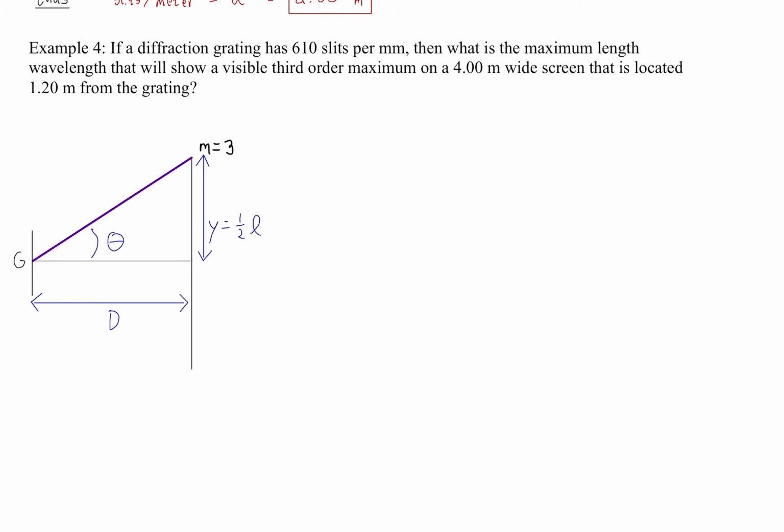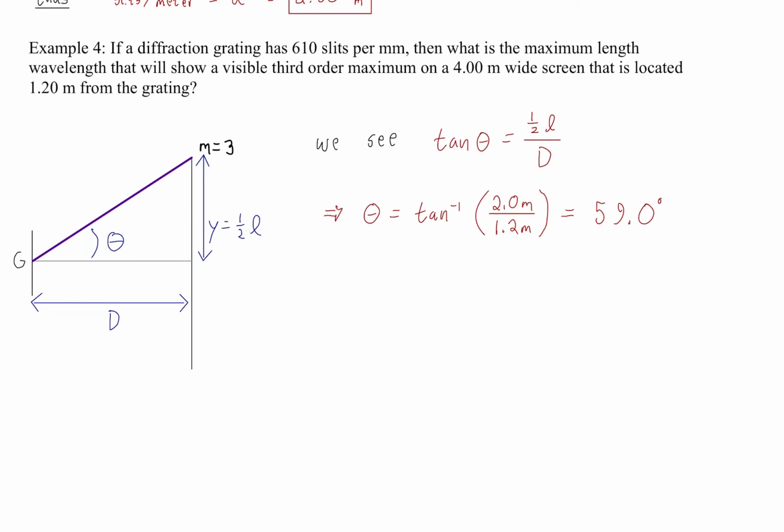The overall screen has a length of L, curly L here, all right, and y, the distance from the midline to the third order maximum, is just 1/2 L, okay? But we were given L, we're told it's 4 meters, and then D, the distance from the grating to the screen, is 1.2 meters, all right? And yes, the screen is bigger than the distance because the idea is this is really spread out light, okay? So we see that tangent theta, just from the picture here, is 1/2 L over D, opposite over adjacent. So if we solve for theta, we get 59 degrees, a big angle.